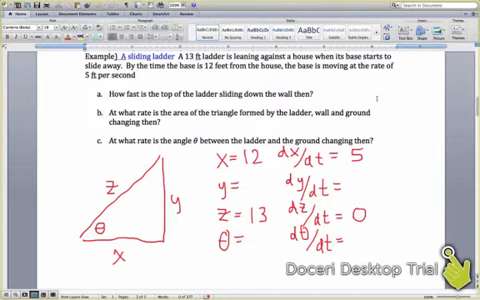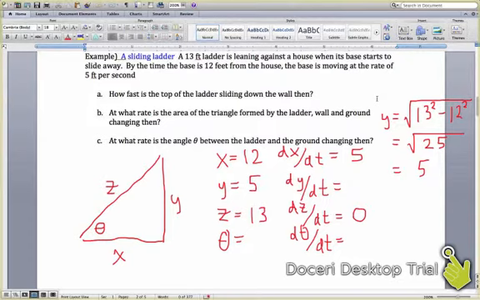I can find out the value of y just by doing the Pythagorean theorem. So using the Pythagorean theorem, you would have that x squared plus y squared equals z squared. So then y has to be, thus y has to be equal to 5. At this particular time, y is equal to 5.